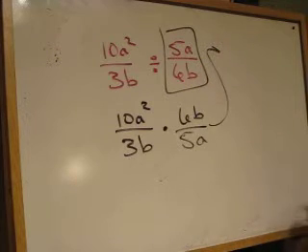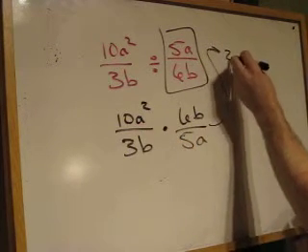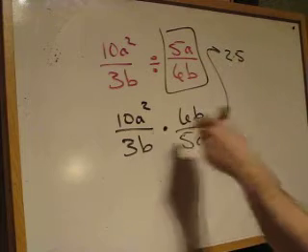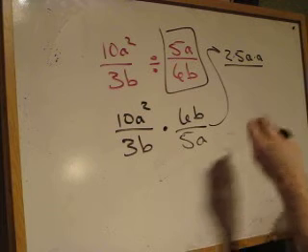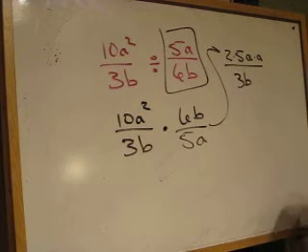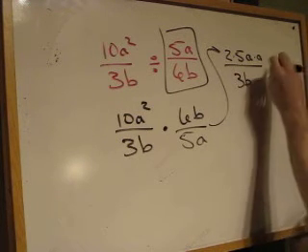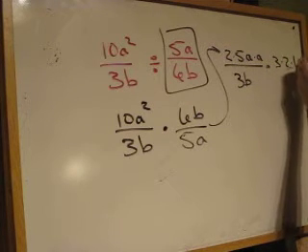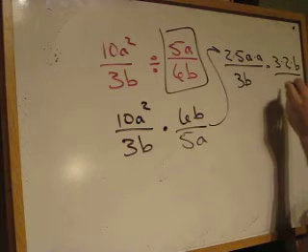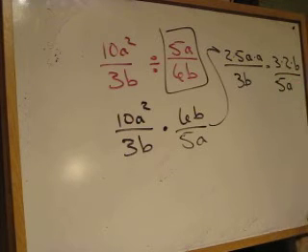prime factors prior to. So 10 can be divided to 2 times 5. A can be changed to A times A. And 3, it just stays 3b. It's a prime number and the b doesn't have an exponent. 6 can be changed to 3 times 2 times b. And then 5, we're stuck with just a 5 since 5 is prime.